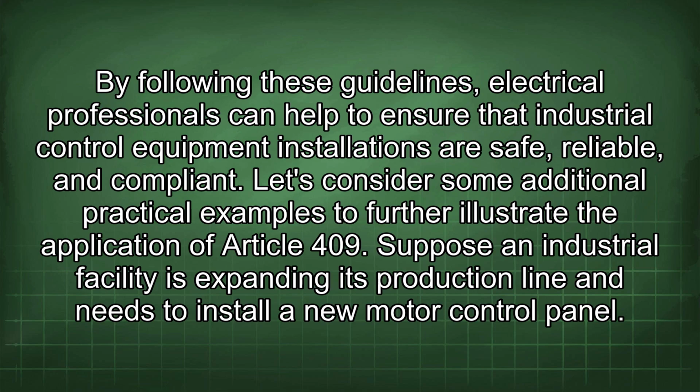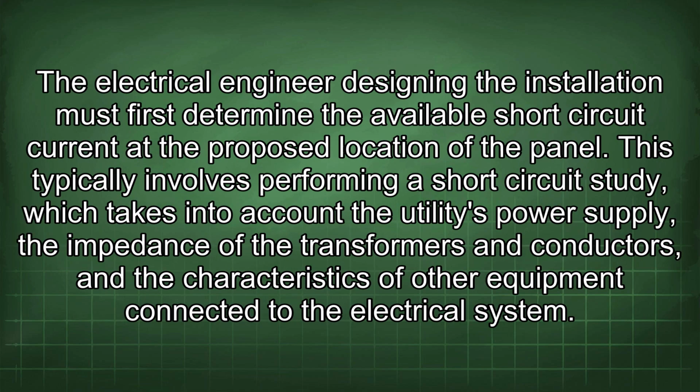Let's consider some additional practical examples to further illustrate the application of Article 409. Suppose an industrial facility is expanding its production line and needs to install a new motor control panel. The electrical engineer designing the installation must first determine the available short-circuit current at the proposed location of the panel. This typically involves performing a short-circuit study, which takes into account the utility's power supply, the impedance of the transformers and conductors, and the characteristics of other equipment connected to the electrical system.